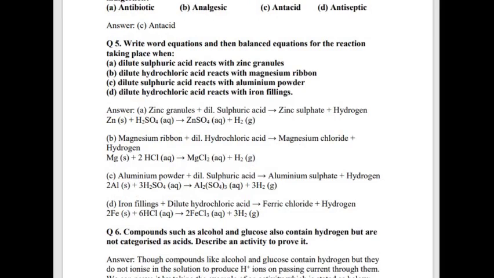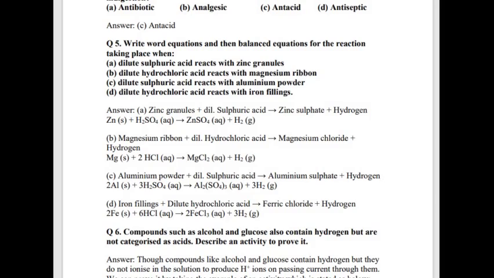Now coming to the next question, we have to write down the word equations and then the balanced equation for the following reactions. First one is dilute sulfuric acid reacts with zinc granules. Now what will happen? Zinc sulfate along with hydrogen gas will be formed, and the balanced equation will be 1 mole of zinc granules reacts with 1 mole of H2SO4 and they will form 1 mole of ZnSO4 along with 1 mole of hydrogen gas.